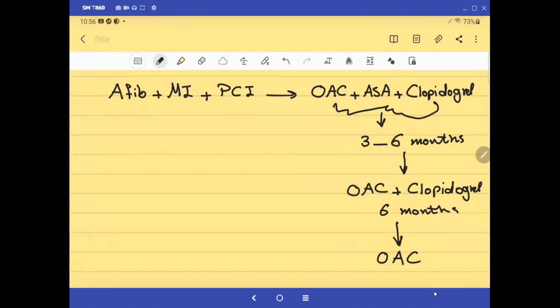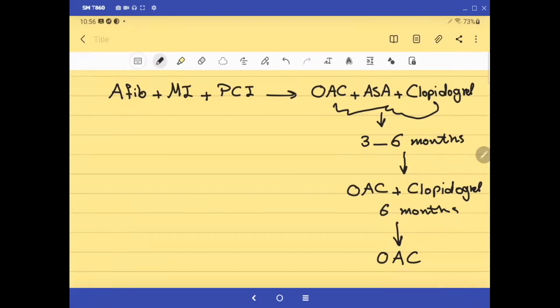Okay? Yeah, I just write the notes. For the people that have atrial fibrillation, non-STEMI, non-PCI, we use ASA plus an OAC. Then for 12 months, then we change to what? Okay. I write ASA. So we have two big groups, okay?